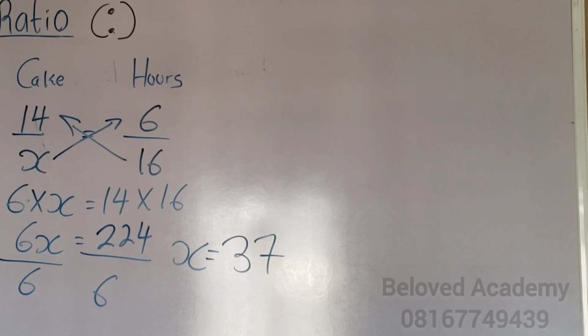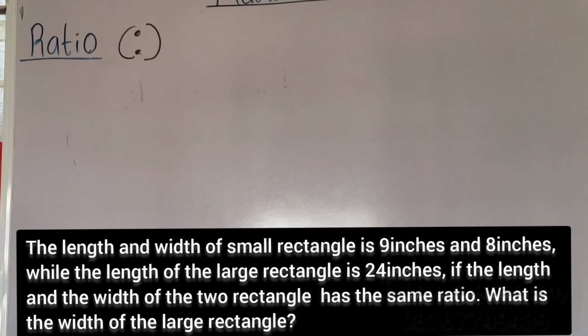Let's have another worked example. The length and width of the small rectangle are 9 inches and 8 inches respectively. The length of the large rectangle is 24 inches. If the length and the width of the two rectangles have the same ratio, what is the width of the large rectangle? Okay, now let's start by writing out the parameters that were given in the question.